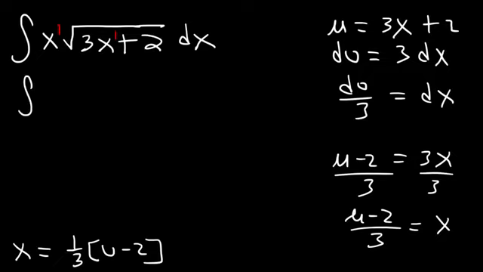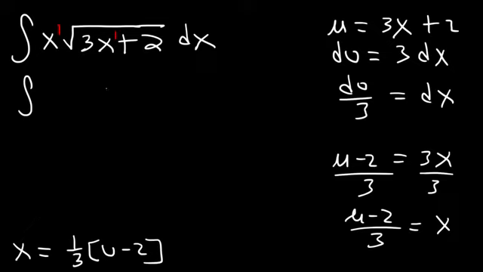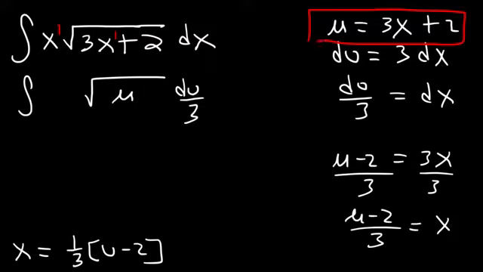Now keep in mind, in order to perform u substitution, we need to eliminate every x variable in this expression. If we replace 3x plus 2 with u, and then dx with du over 3, this x will still be here. And so that's why we need to solve for x in this expression. So make sure to do that if these two are of the same degree.